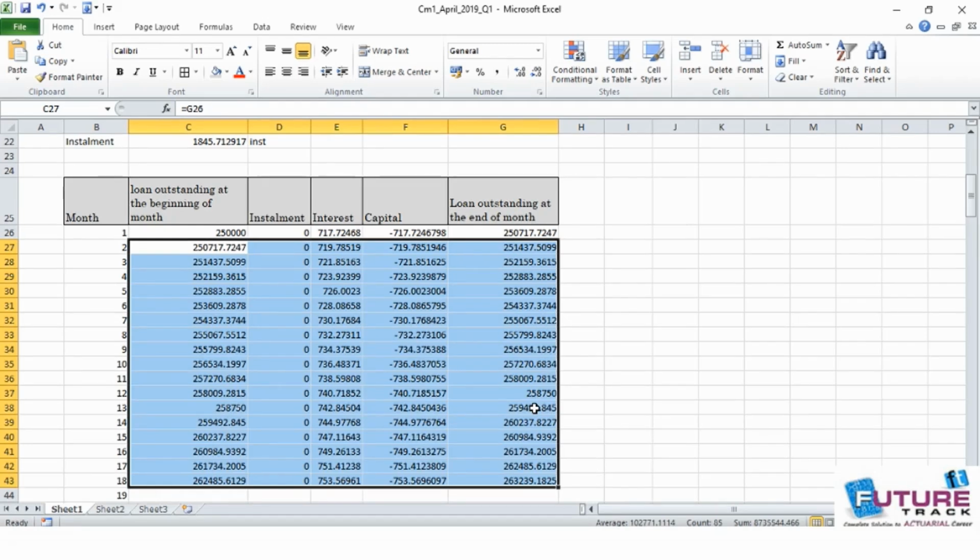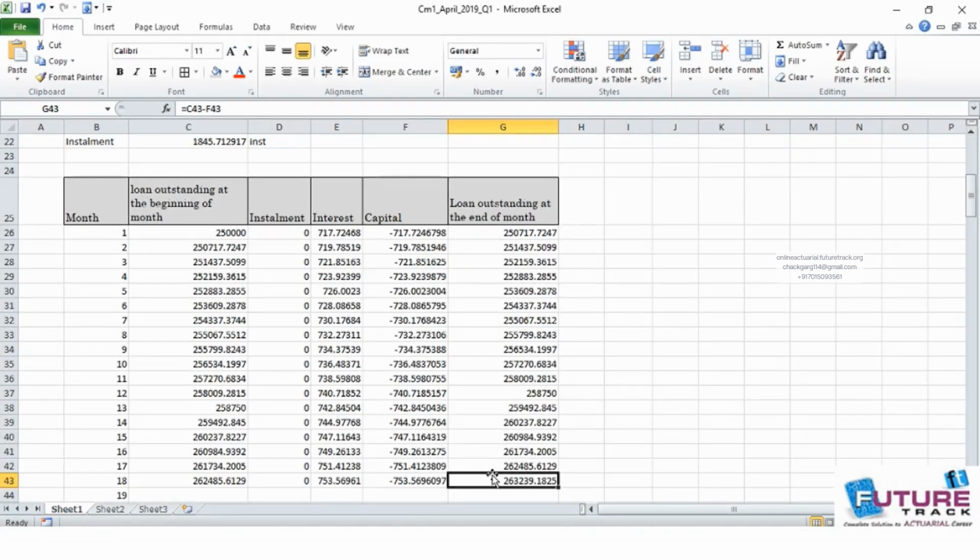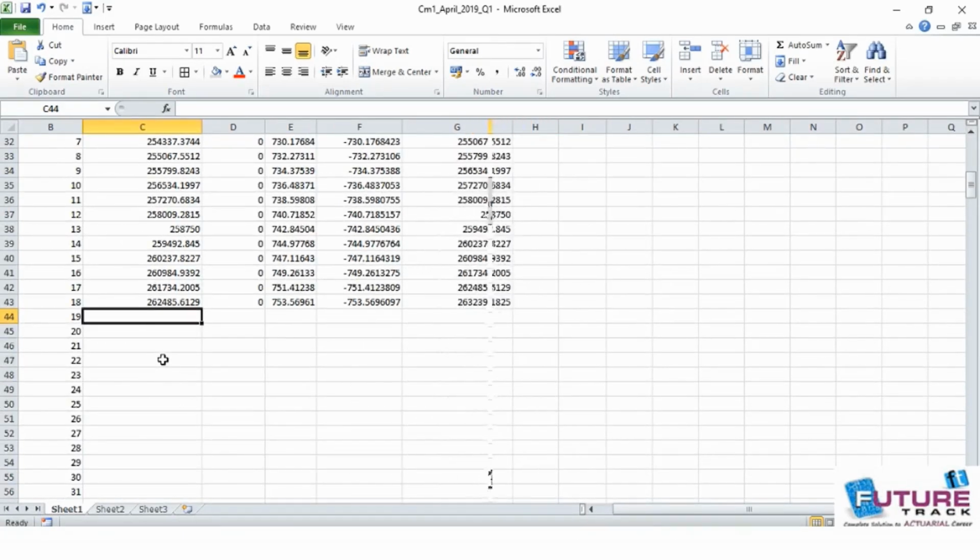So apply dollar signs divided by 12. So this is the interest we are having for the first month. But since we have not paid the installment, my capital repaid becomes negative. We have to borrow for interest.